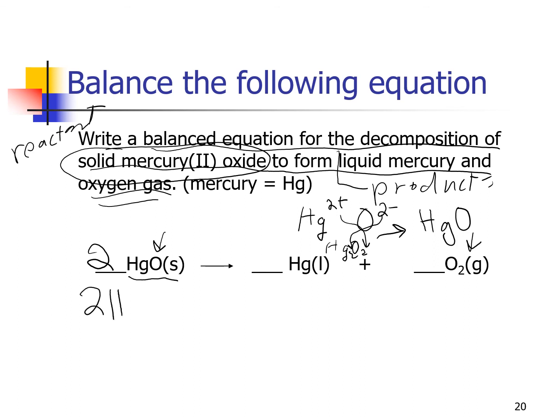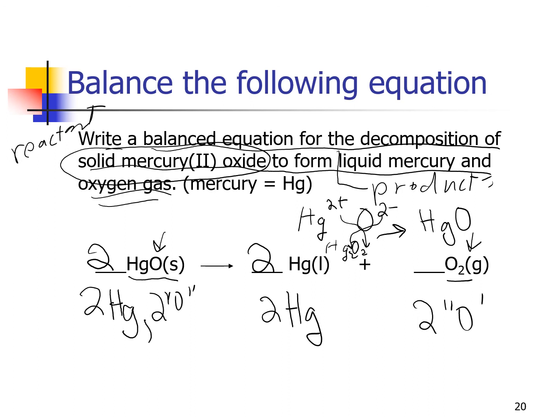That tells us we have 2 mercuries and 2 oxygens. Now our mercury on the right that's alone, there's only 1, so we put a coefficient of 2, so now we have 2 mercuries. And our diatomic molecule of oxygen contains 2 oxygen atoms. So now we can check if everything's balanced. 2 mercuries balanced, 2 oxygens are balanced. So we have a balanced chemical reaction.